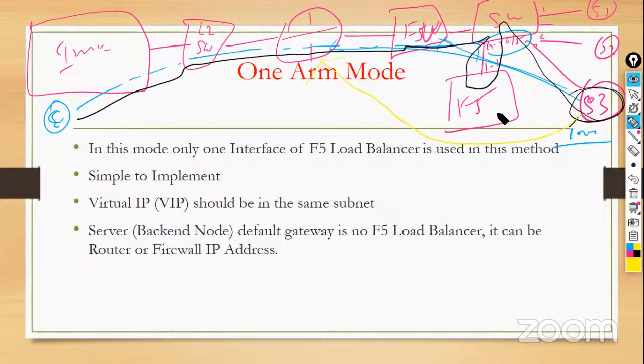Your server will respond to the router, because for the routing it will try to reach the router, bypassing the F5. Then your request will not be completed. No, it is not completed. You will receive a reset packet, right?